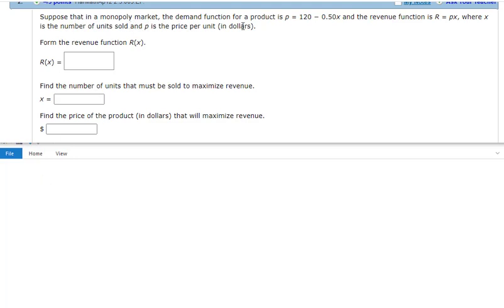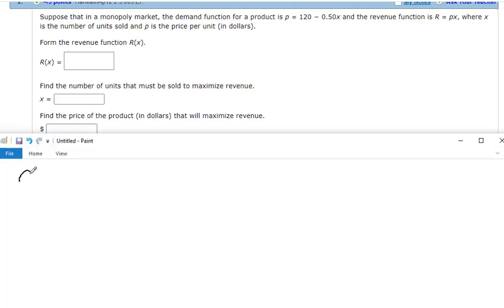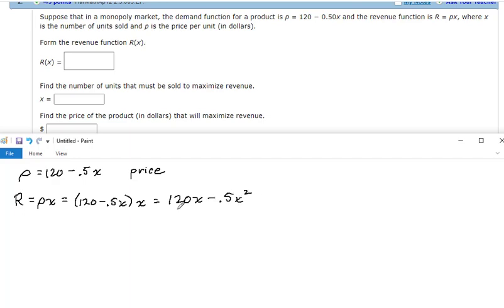Suppose that in a monopoly market, the demand function for a product is that we have little p, lowercase p, and that in a demand function stands for the price. The revenue function is given by P times X, price times quantity. Form the revenue function. Okay, revenue is price times quantity. For price, we substitute in all of this equation. That would be 120 minus 0.5x times units, x. 120x minus 0.5x squared. So now we see that that is a quadratic function.